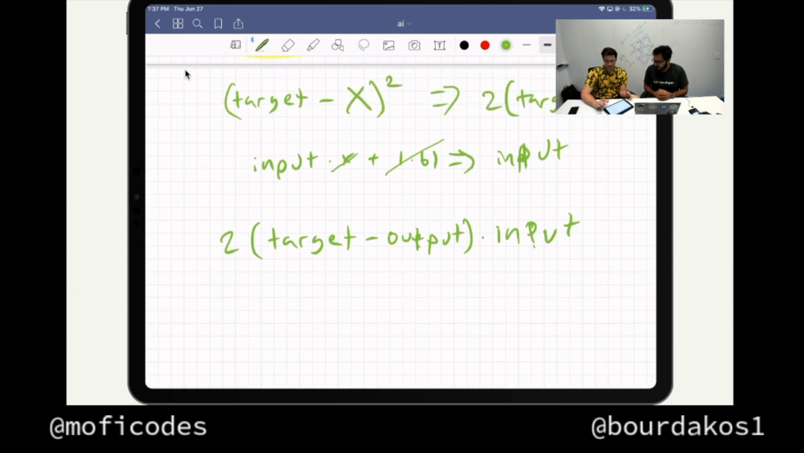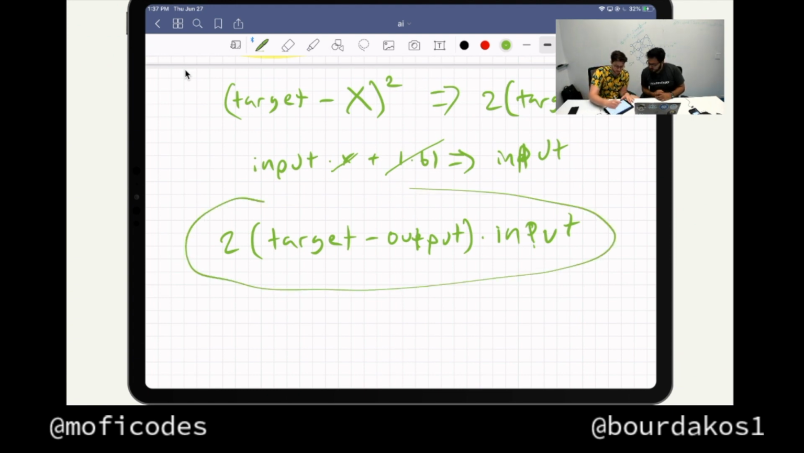Okay. Cool. So we have this function right here, and what we're going to do is, a lot of the times, we're going to multiply it by a learning rate. And this learning rate is something that we choose, because if the learning rate is too large, we're going to overstep the minimum.